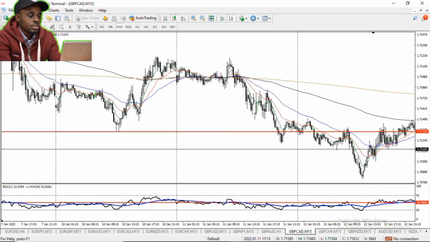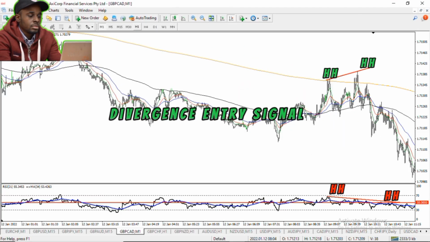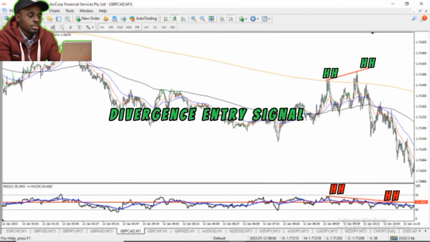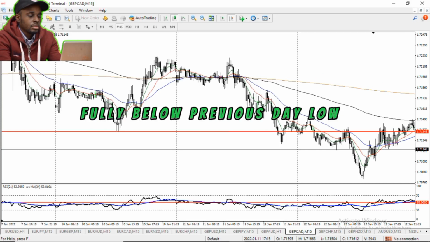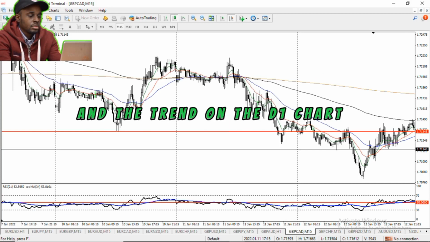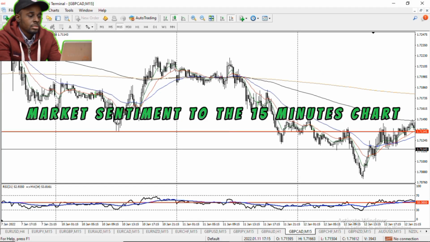At this point in the trading process, I wait for pullbacks to previous day's low in confluence with the 50 exponential moving average before switching to the 1 minute chart to wait for the divergence entry signal before executing the trade. I graded this setup a B setup because price did not break out fully below the previous day's low, and the trend on the daily chart was bullish, communicating a different market sentiment to the 15-minute chart.